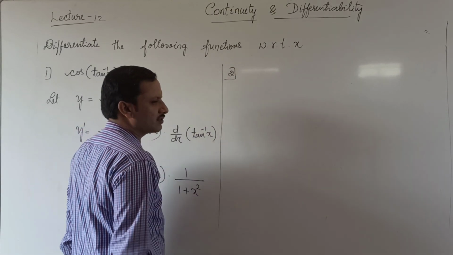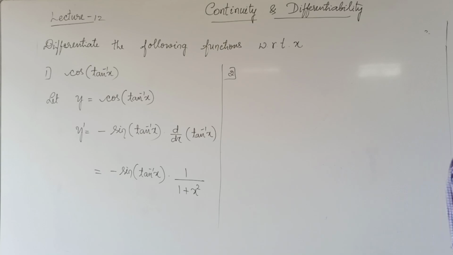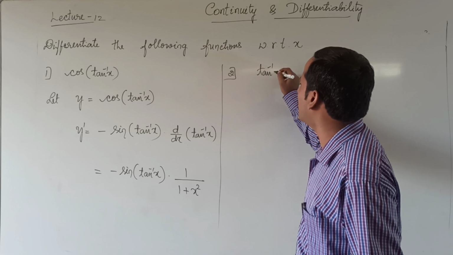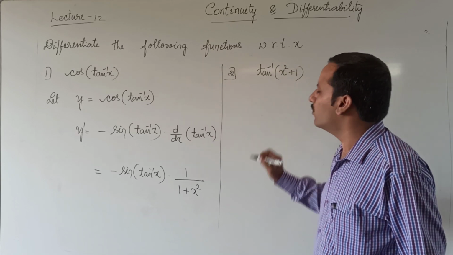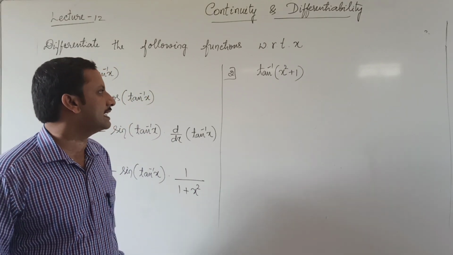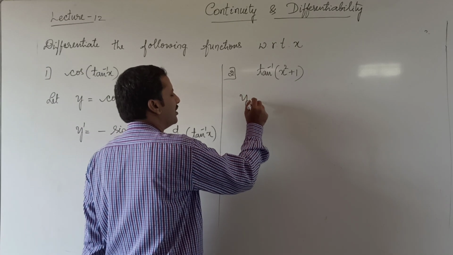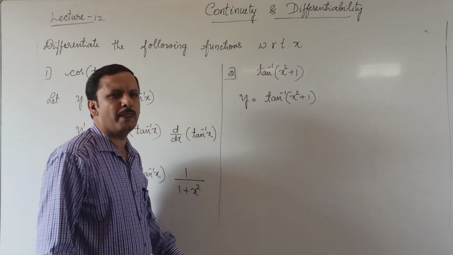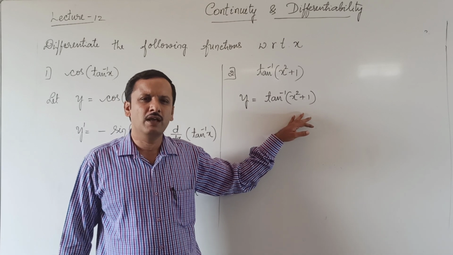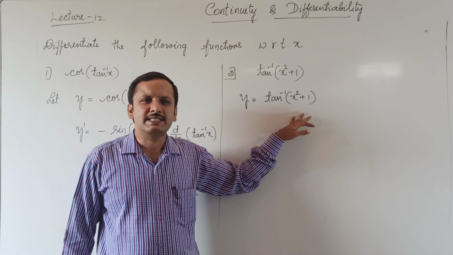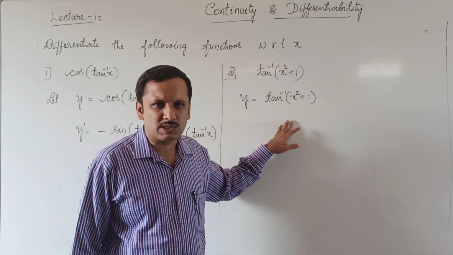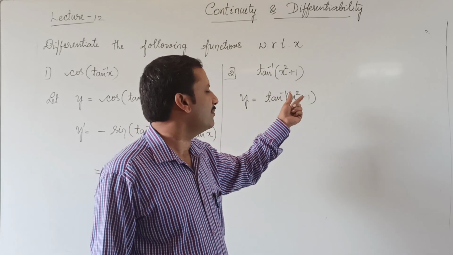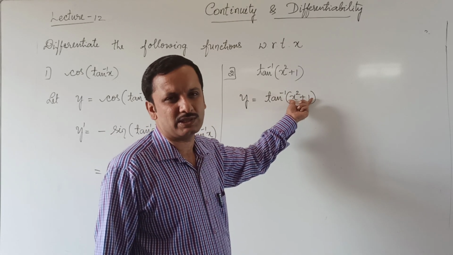Okay. Let us look at the next question. The next question is tan inverse of x square plus 1. We want the derivative of tan inverse of x square plus 1. I'll call it as y. Let y equal to tan inverse of x square plus 1. I want the derivative of this. Derivative of tan inverse x is 1 by 1 plus x square. In place of x we have x square plus 1.